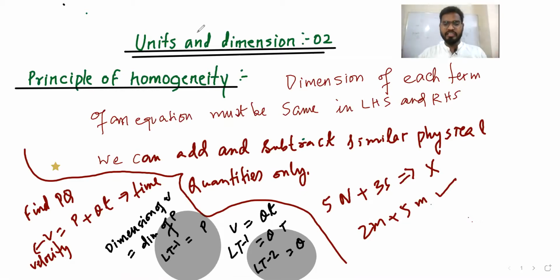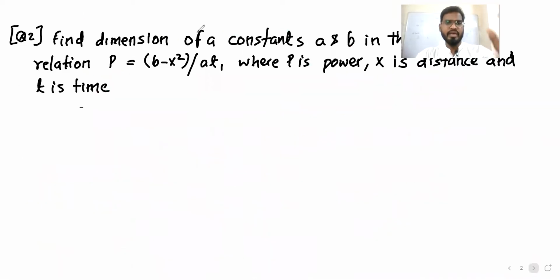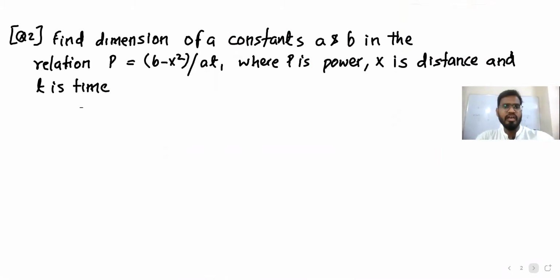This is how to find these types of questions. Let's see the next question, which is written here. Find the dimension of constants A and B in the relation P is equal to B minus x square by AT, where P is power, x is distance, and T is time. Okay.